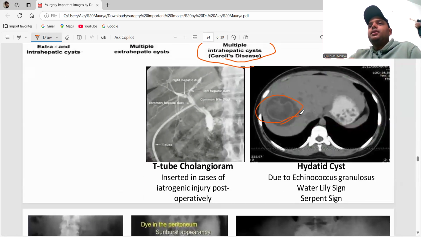This is the water lily sign in the case of hydatid cyst due to dog tapeworm. This is a T-tube cholangiogram inserted in the case of iatrogenic injury post-operatively.